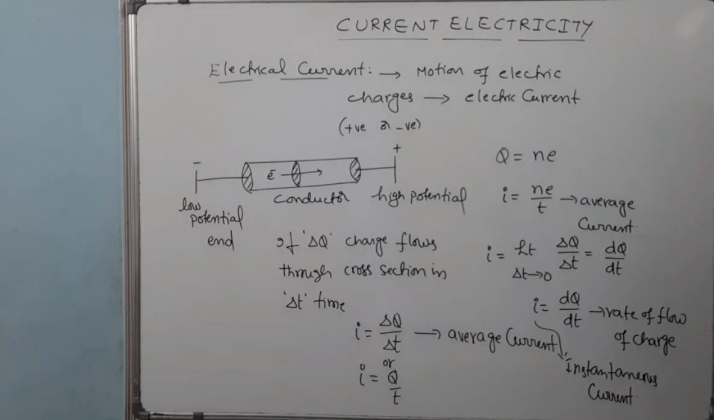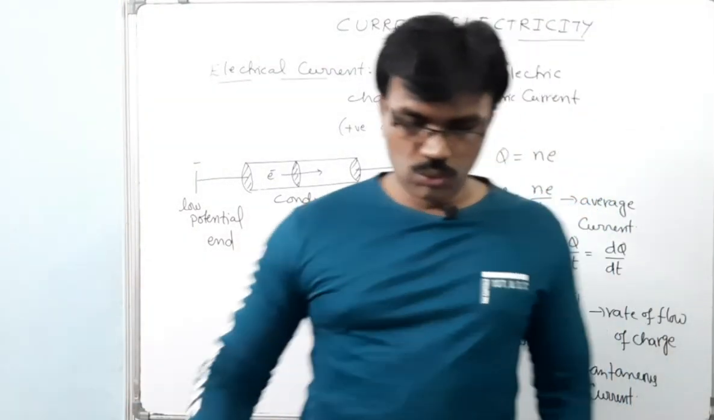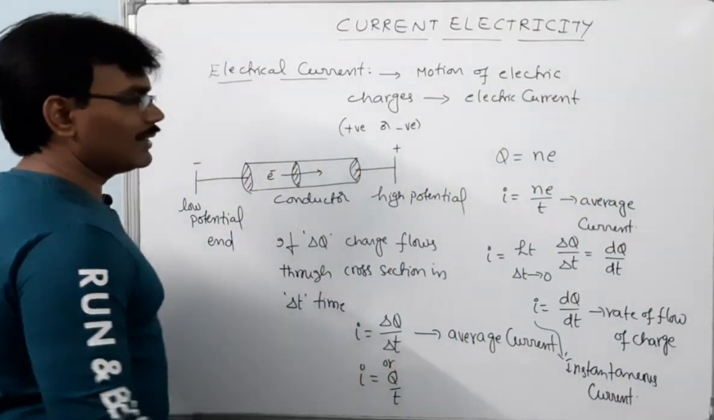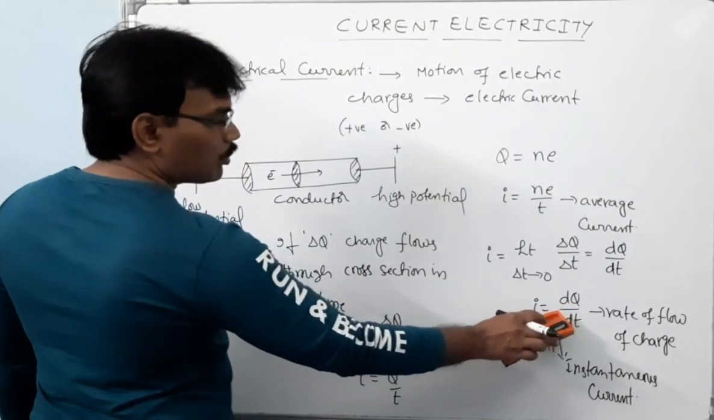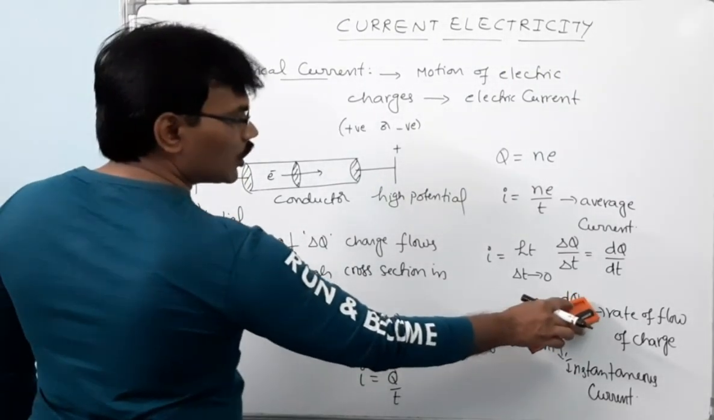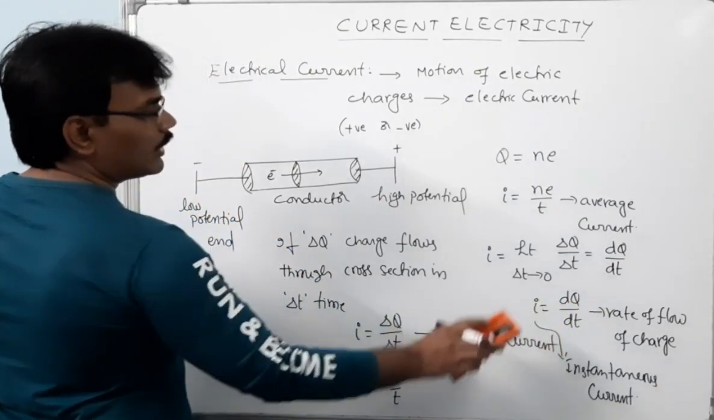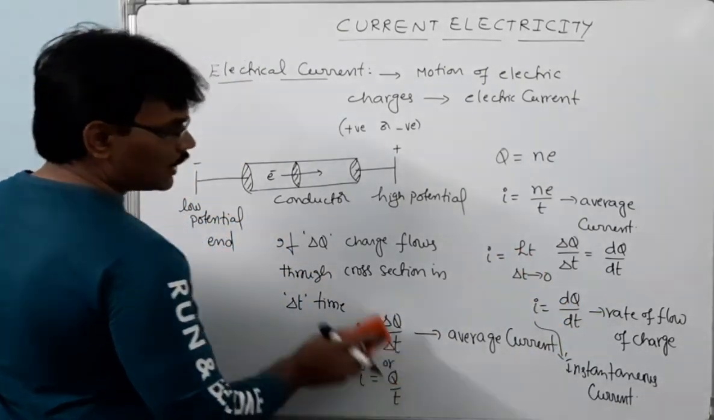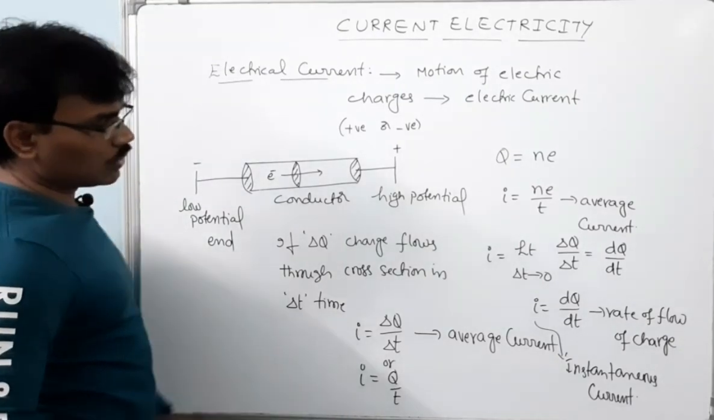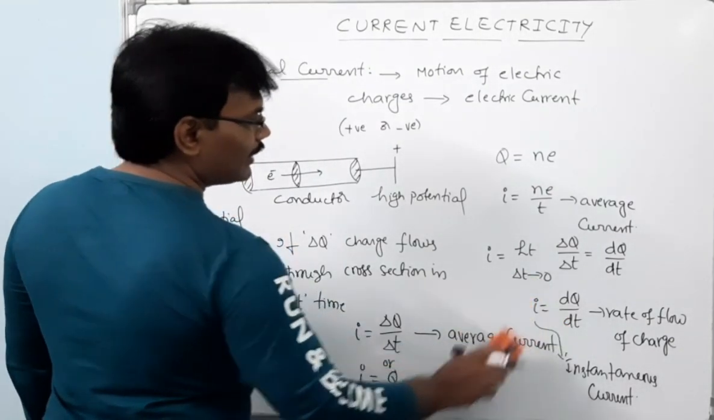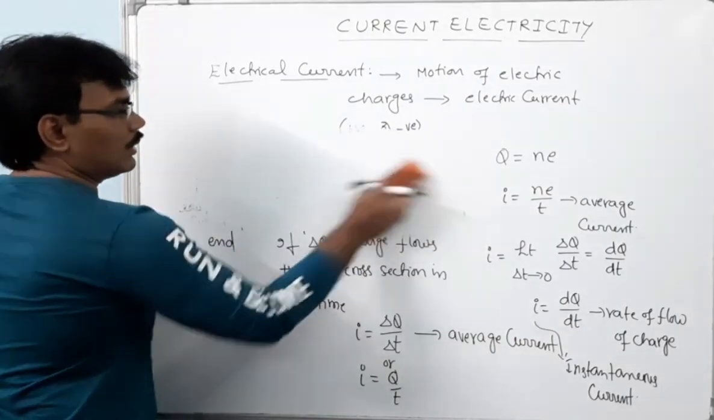So current can be calculated in two ways. One is average current and the second is instantaneous current, or current at a particular point of time. This equation gives the current at a particular point of time, when q is varying with respect to time. And if a constant charge always crosses the cross section, then we use this formula. So this is average current and this is instantaneous current.